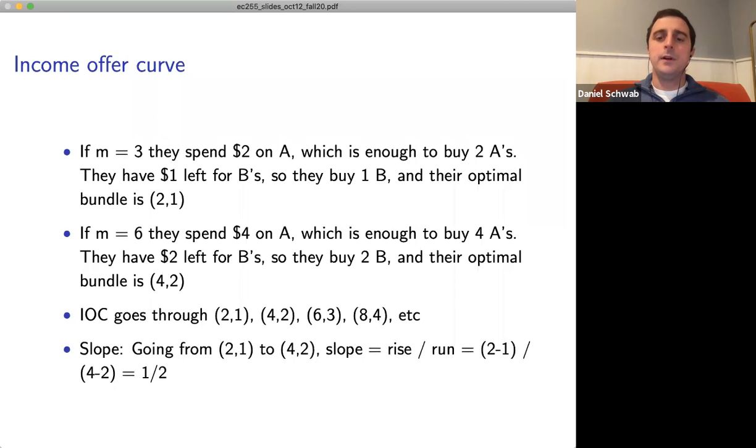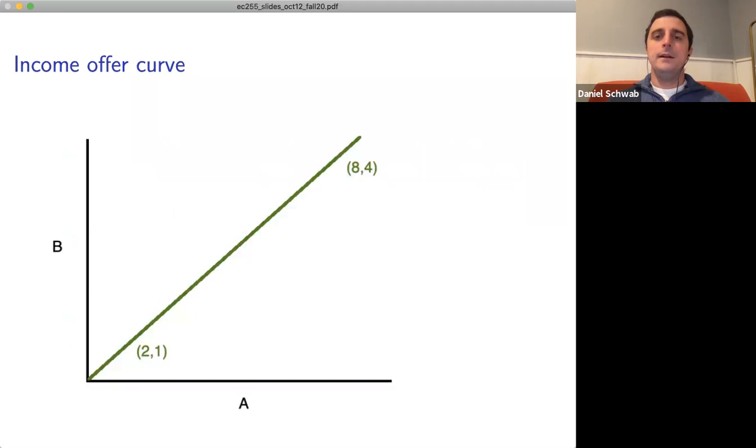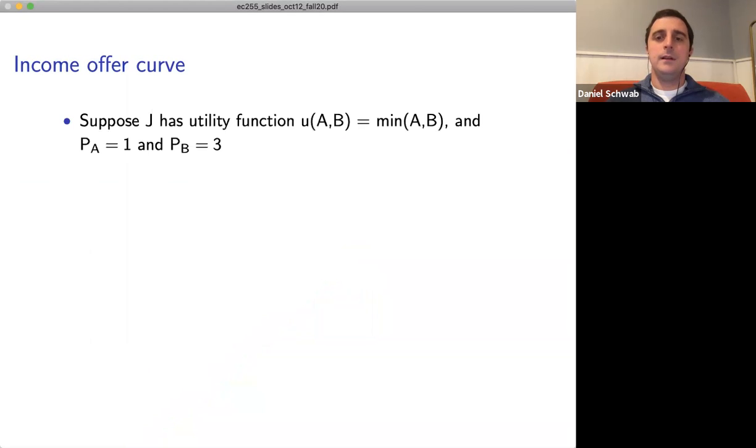So for the slope, for example, if you go from 2/1 to 4/2, the slope is the rise over the run, which is equal to a half. So that's where we would calculate the slope. Okay, and here's just a picture of that income offer curve with a couple of points labeled. Okay, so let's see another example.